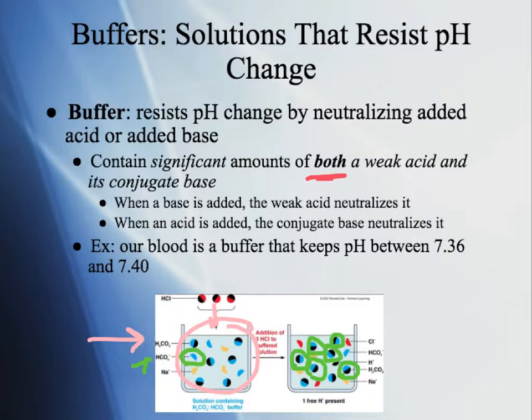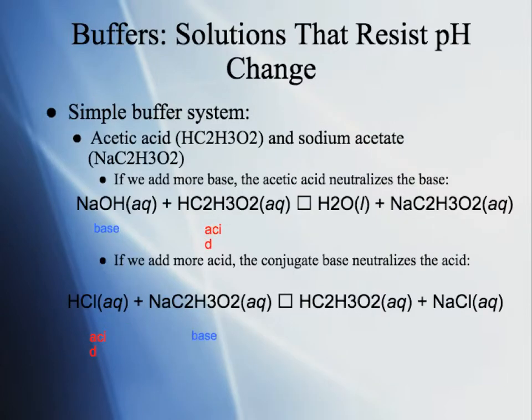Dun, dun, dun. All right, so let's see how this buffer system works. So in a simple buffer system, for example, we can mix the solutions of acetic acid and its conjugate base, sodium acetate. See how they share the same anion part, C2H3O2, C2H3O2? Remember, one just has the ionizable proton in front that makes it an acid, and the other one, if it breaks apart, is going to be able to grab that proton, therefore it serves as a base.